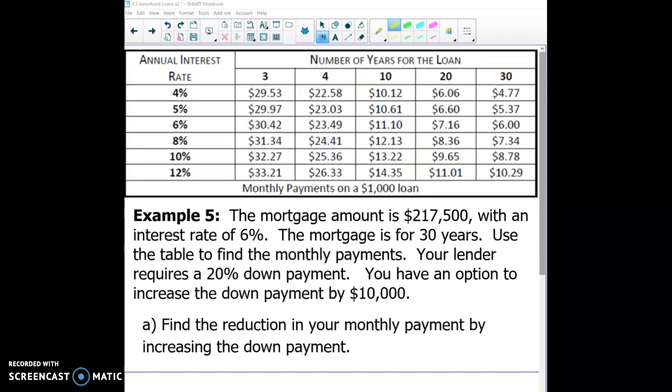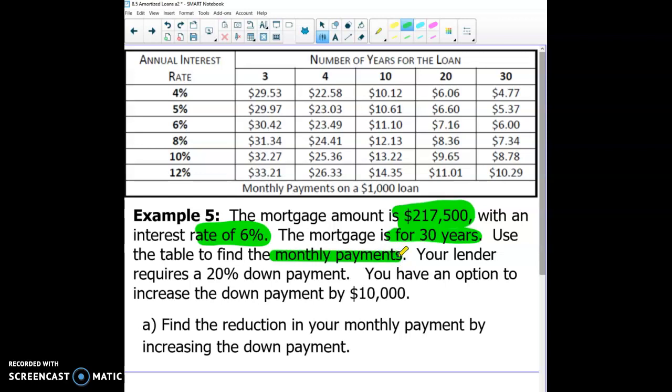All right, guys, we're doing example 5. So I'm going to read through it and I'm going to highlight some important information. Okay, so the mortgage amount is $217,500 with an annual interest rate of 6%. The mortgage is going to be for 30 years. Okay, we're going to use the table above to help us find the monthly payments.